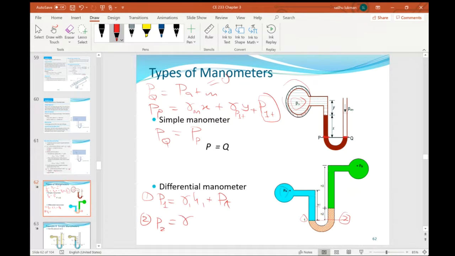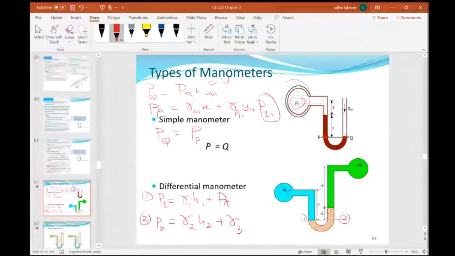Liquid, so we can call it gamma 2, H2, plus the height due to H3, the other liquid, okay, different from the first one. So let's call it gamma 3, because the specific weight will be different. Remember, specific weight is density times acceleration due to gravity. The density, when you have different fluids, they have different densities. This is gamma 3, H3, and then the pressure inside the gauge, which is PB.